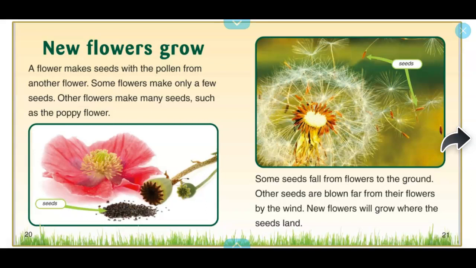Some flowers make only a few seeds. Other flowers make many seeds, such as the poppy flower. So if you look at this picture, here's our flower, and look at all those seeds. Again, the function of the flower is to make the seeds to make new plants. Some seeds fall from flowers to the ground. Other seeds are blown far from their flowers by the wind. New flowers will grow where the seeds land.